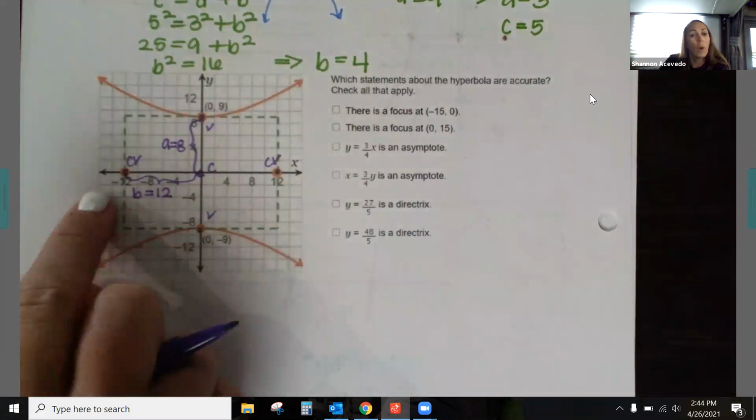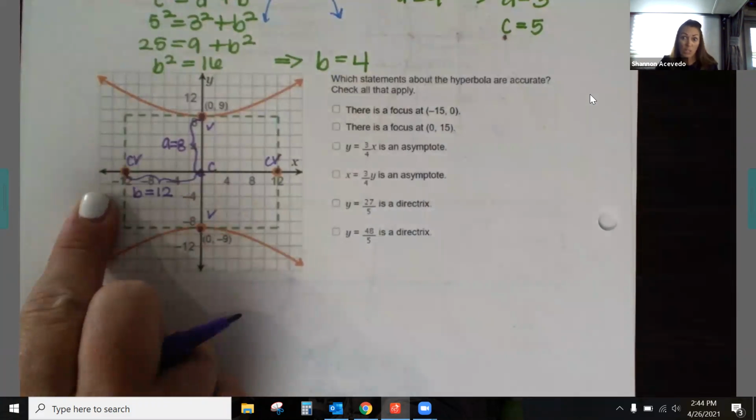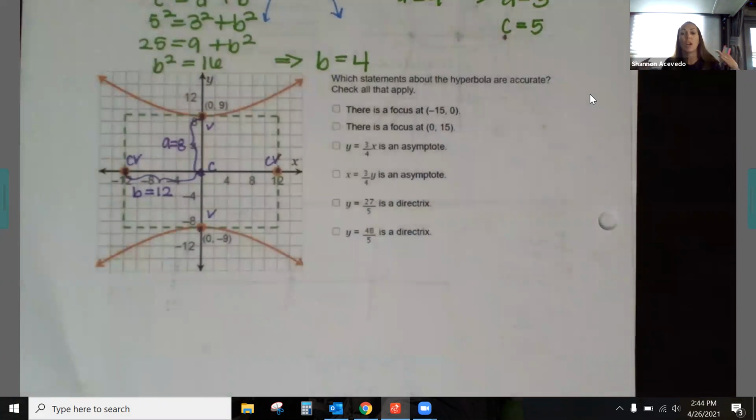Some of you guys go, why not negative 12? Because this is going to the negative 12. When we talk about distance, we only talk about the positive numbers. We're measuring the length of something. It doesn't matter which direction you're moving. We measure the length of something. It's always a positive number.